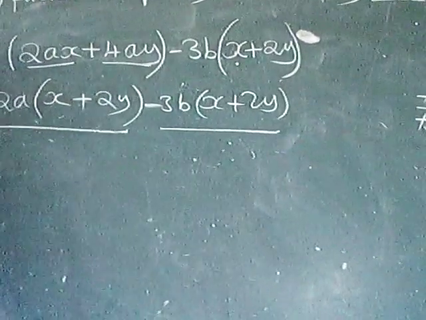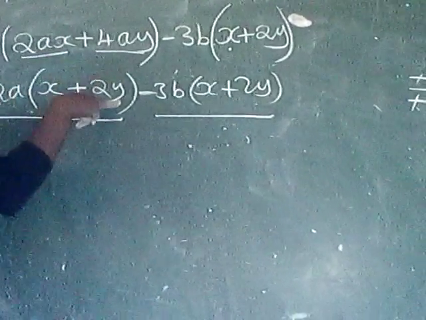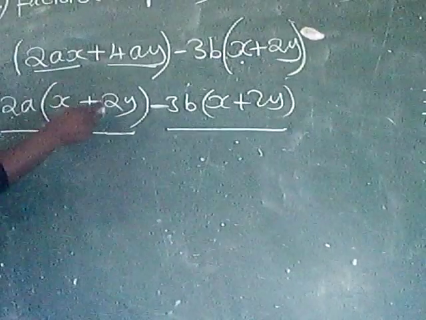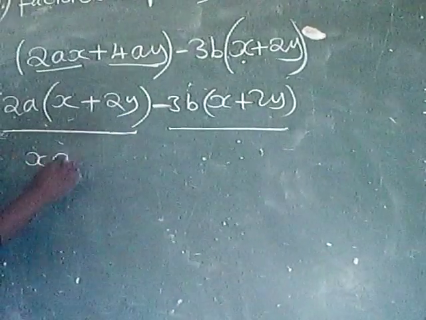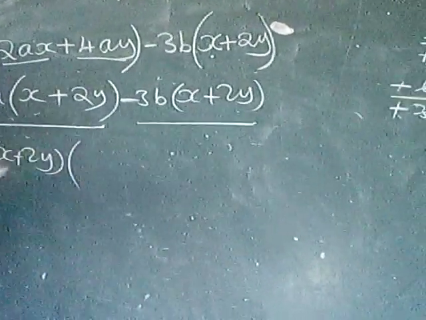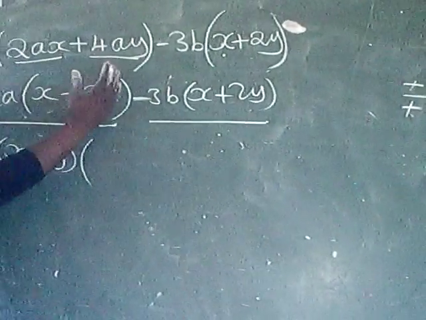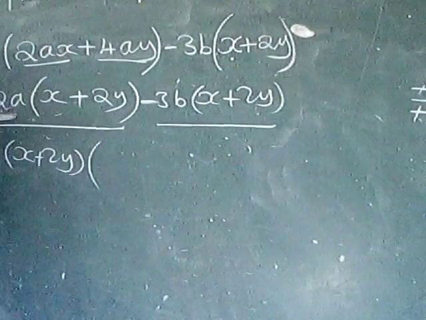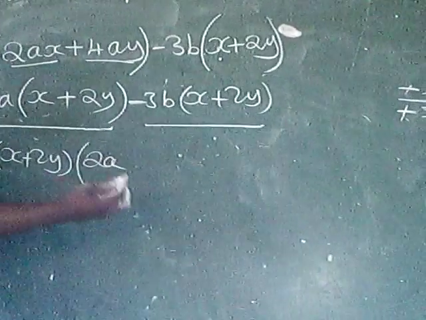What is common? X plus 2y. It is this whole line. We have got x plus 2y this side and also this side. So we say x plus 2y, we put it in brackets, we take it out. You remember? Then we start now dividing this into each. This into this will cancel out, remaining the 2a. That's what we're going to put outside here, inside there.